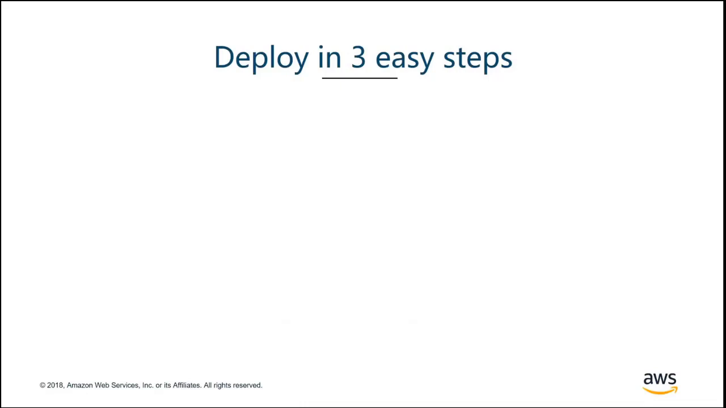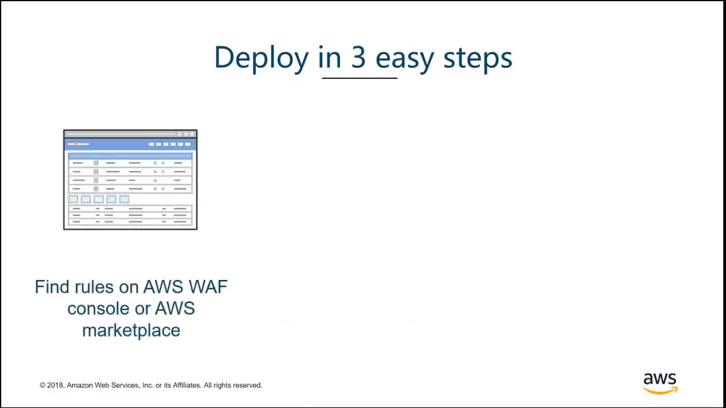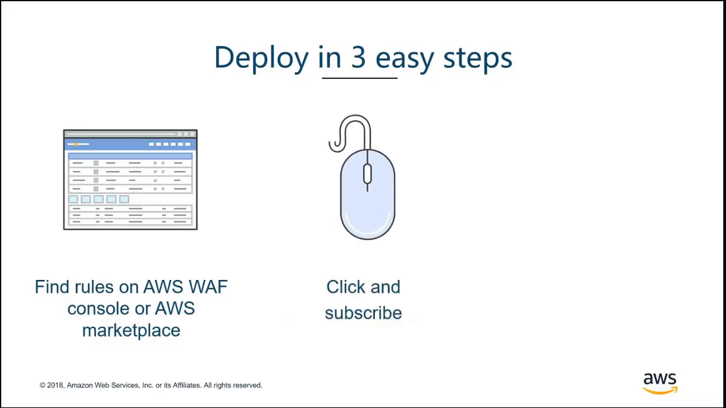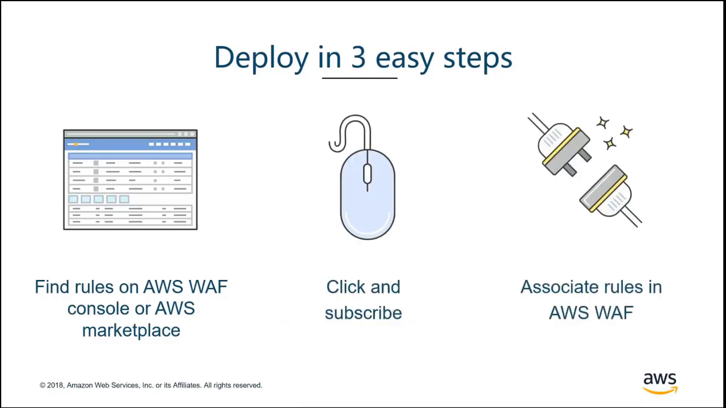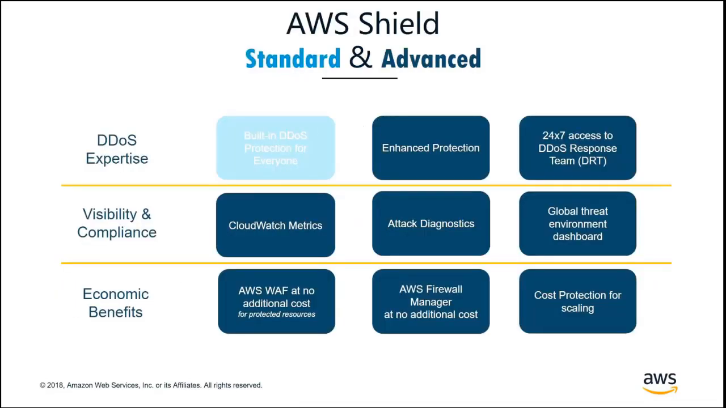Subscribing to the managed rules for AWS WAF is pretty straightforward. You pick the rule set that you want in the marketplace. You click subscribe, and then you associate it to a web ACL in your WAF console. So that's Shield Standard in a nutshell.